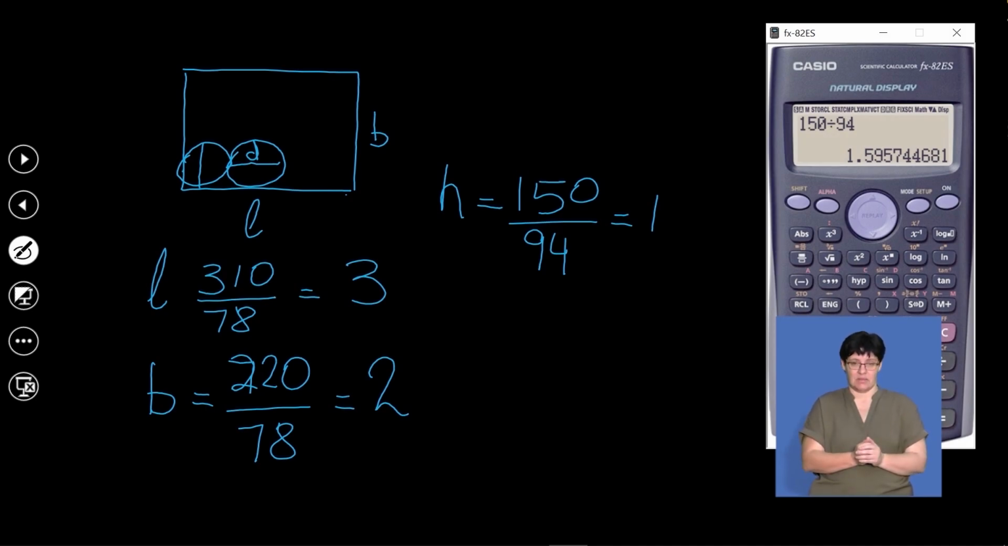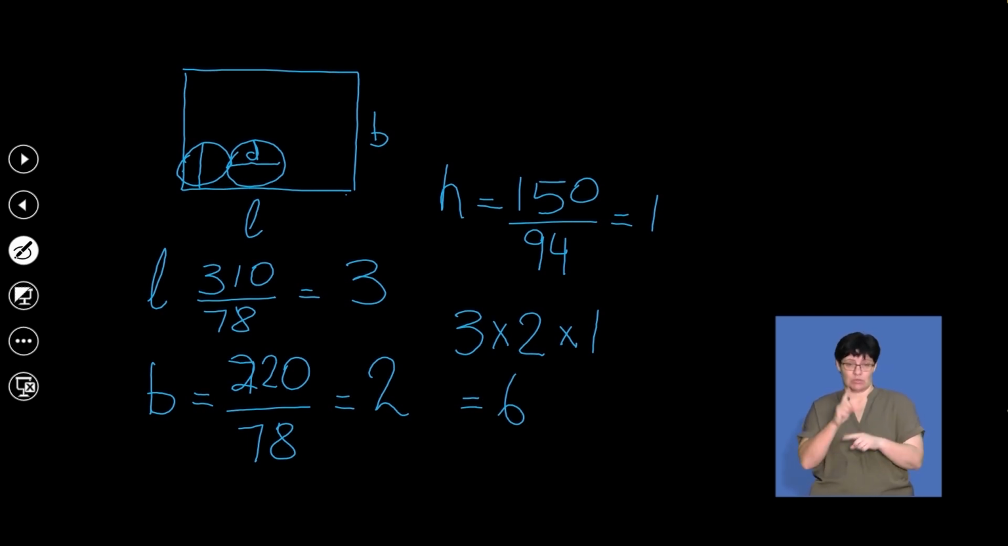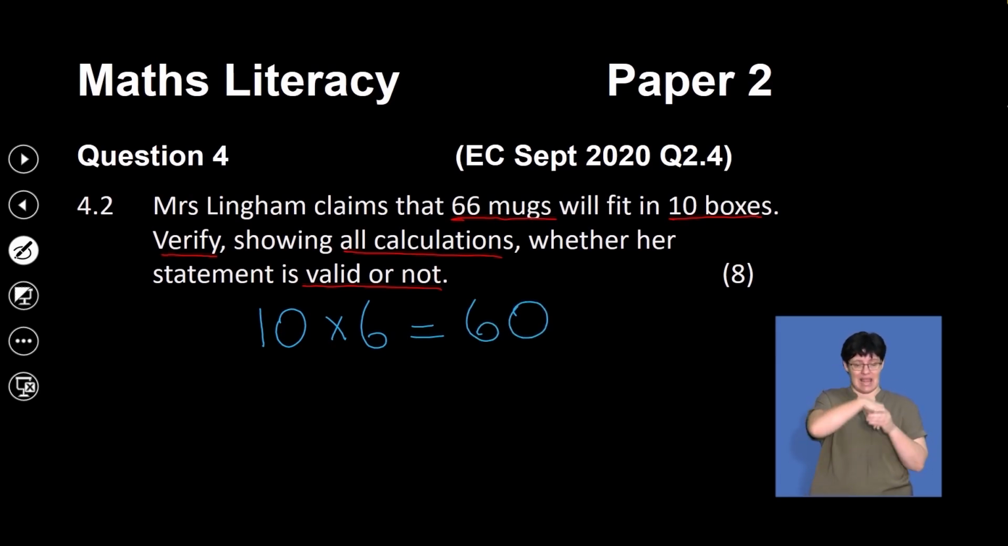Now in total, what we have is what's at the bottom. We're going to multiply each one, so I can fit 6 mugs into one box. Now the question said, can we fit in 66 mugs in 10 boxes? So in 10 boxes, I can fit a maximum of 60 mugs. There's 6 per box, so therefore this is not valid. And it's important that we actually answer whether it's valid or not.